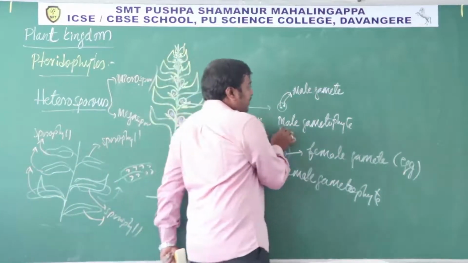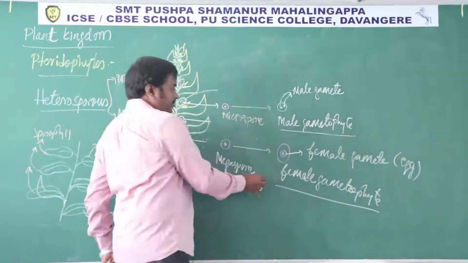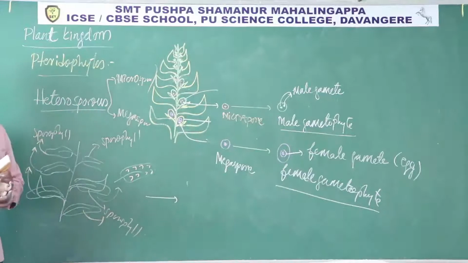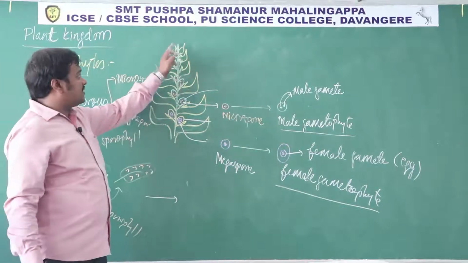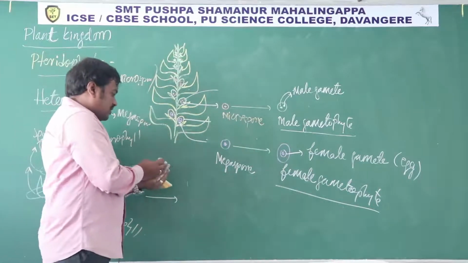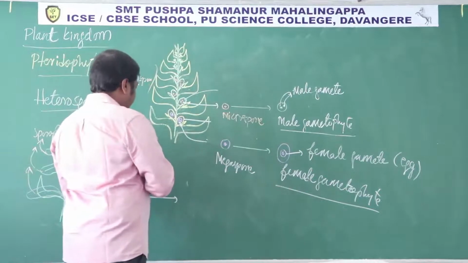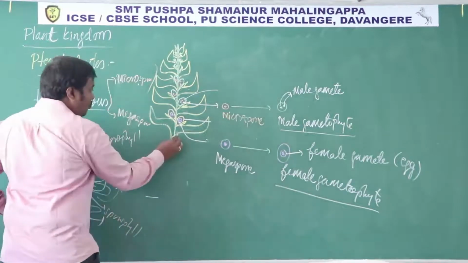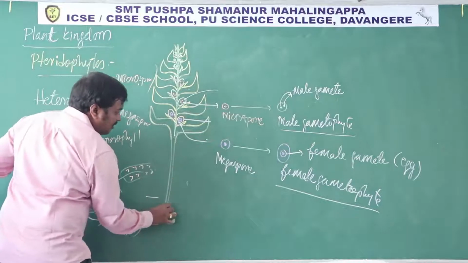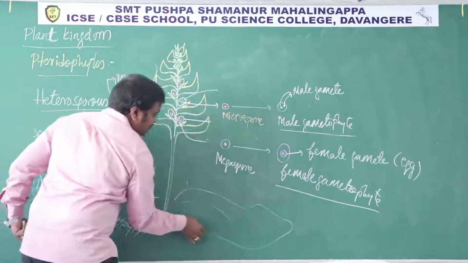Here a male gametophyte and a female gametophyte are produced on the same plant itself. So this is a pteridophyte plant. At the tip there is a cone, and at the base there are normal pteridophytic leaves.